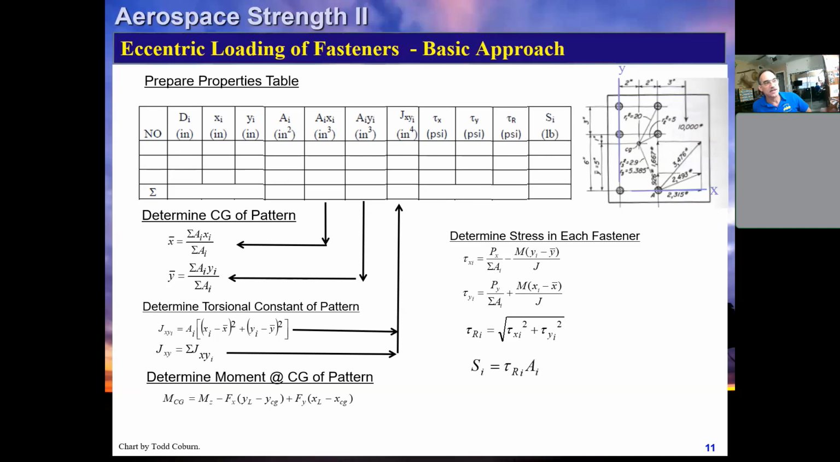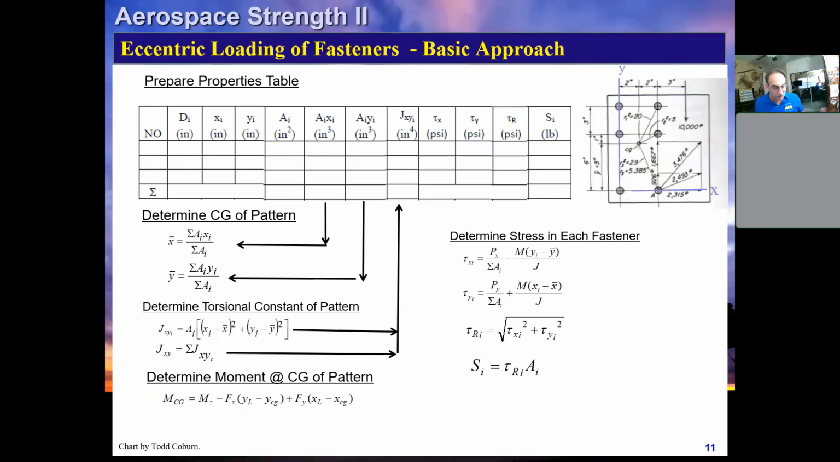So tau R. This is our component in the X, component in the Y. This is the resultant of those two. This is on a per fastener basis. This is just area times stress. Bang. Now we know what the force is in each fastener. If we want to evaluate the shear, that's the shear force in the fastener. We just compare that to the allowable.